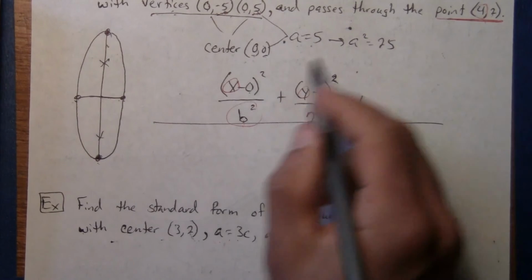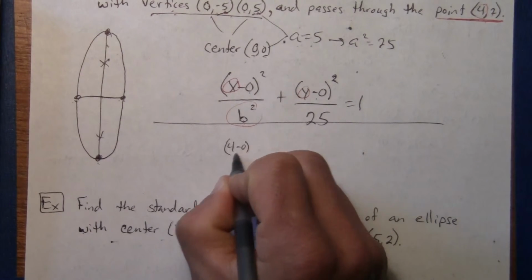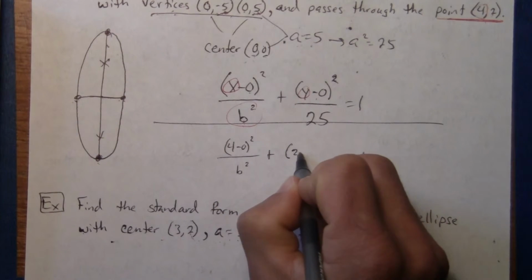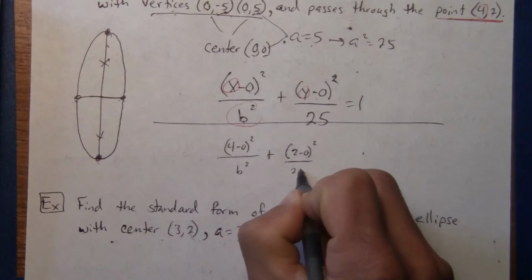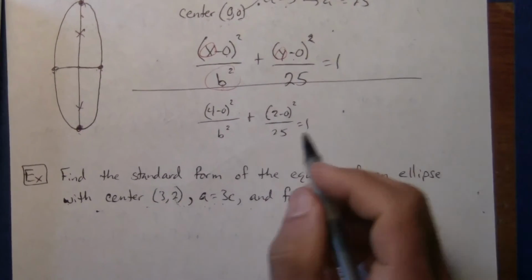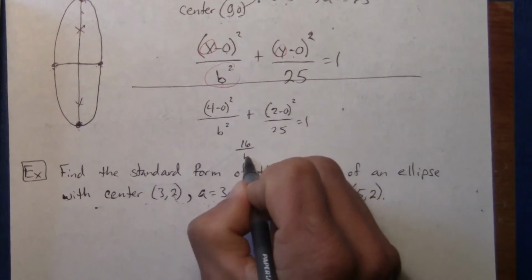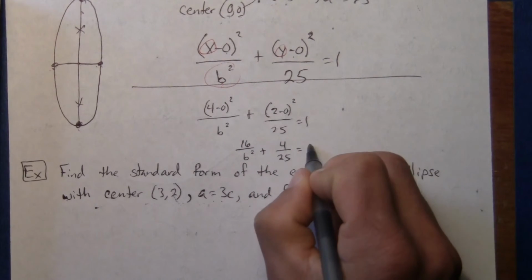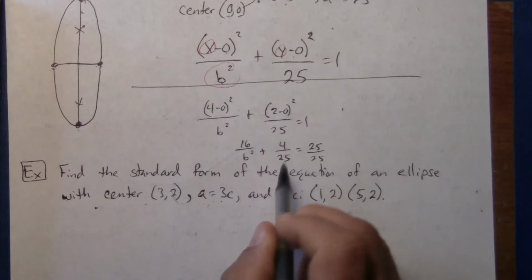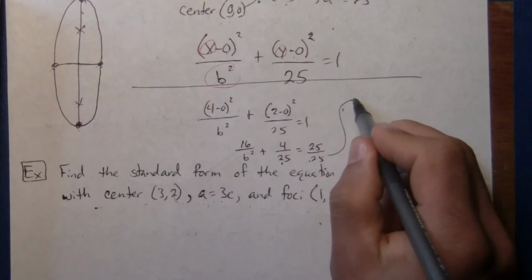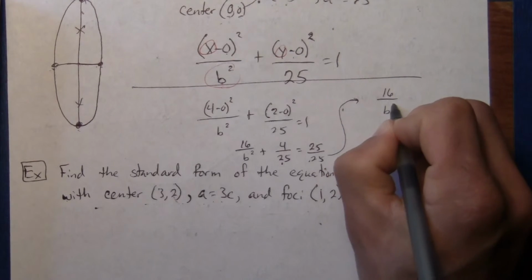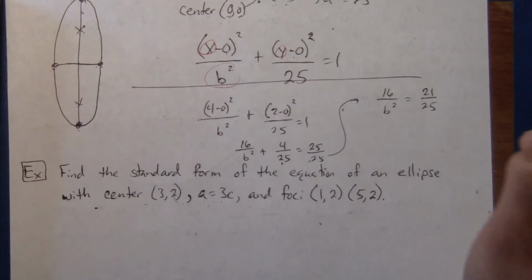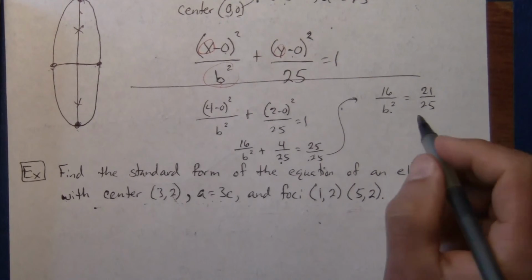So if I plug 4 in for x, I'm going to get 4 minus 0 quantity squared over b squared plus 2 minus 0 quantity squared, or you could just say 2 squared, over 25 is equal to 1. And now go ahead and try to solve. That's going to give you 16 over b squared plus 4 over 25 is equal to 1. I'm going to change that to 25 over 25 because I'm eventually going to have to subtract this over here. So I have 16 over b squared is equal to, if I subtract 4, 21 over 25. And now you're solving for b, so go ahead and cross multiply.